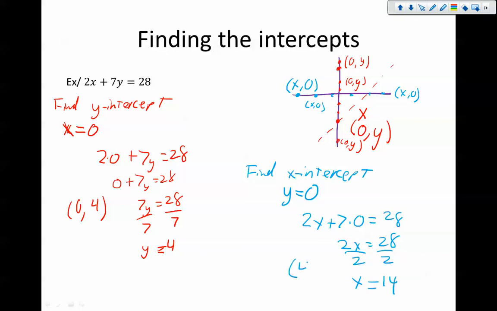So my x-intercept is 14, 0. My y-intercept is 0, 4. I have found the 2 points where it crosses the x-axis and the y-axis.